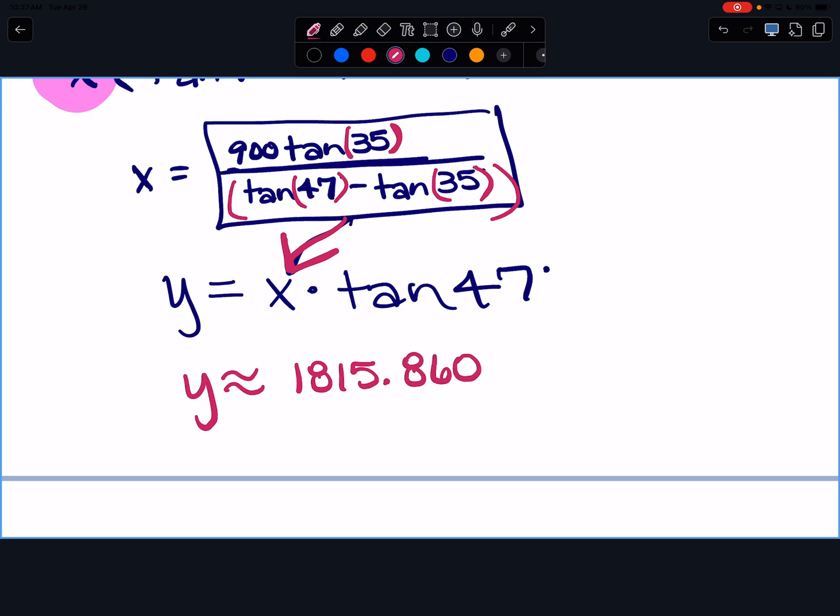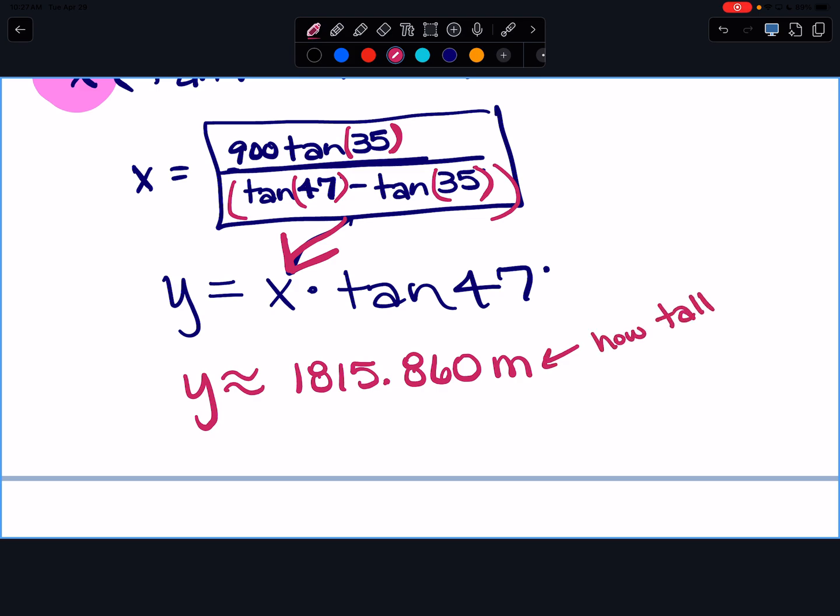And feet, meters, miles. What are you doing? What units of measure did the problem start with? It was in meters. So the height is actually 1,815.860 meters. So this is how tall, which is what I was looking for.